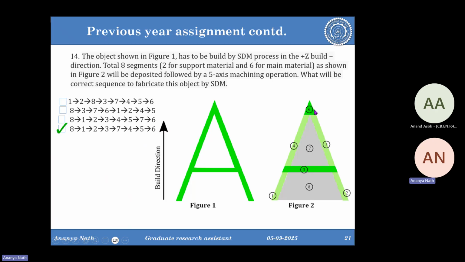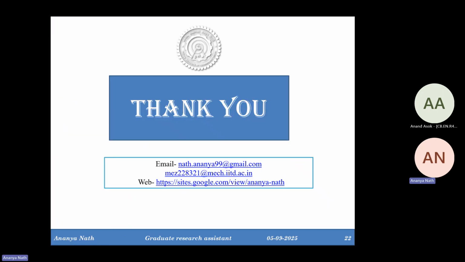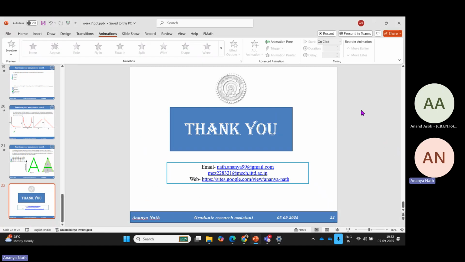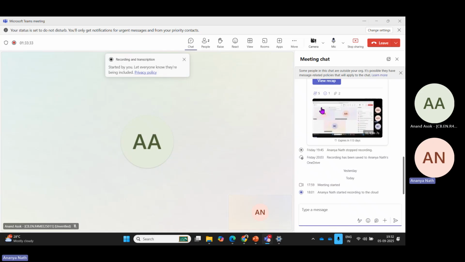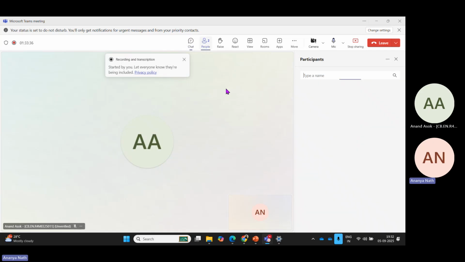Now, if I'm printing 4 and 5, anyway, I cannot print the 7 because it's closed here. So the other way around. First 7 and then 4 and 5 and 6. Okay, so this much was what I was having as a PPT to discuss the previous year question. If you have any doubt, you can ask. Otherwise, I have some more questions that we can solve.